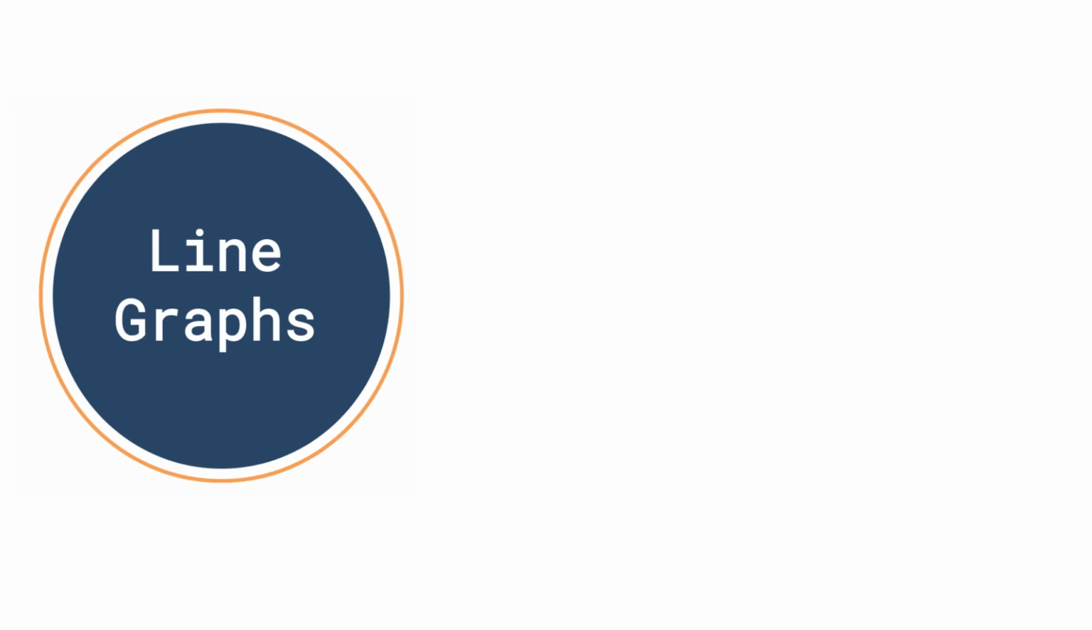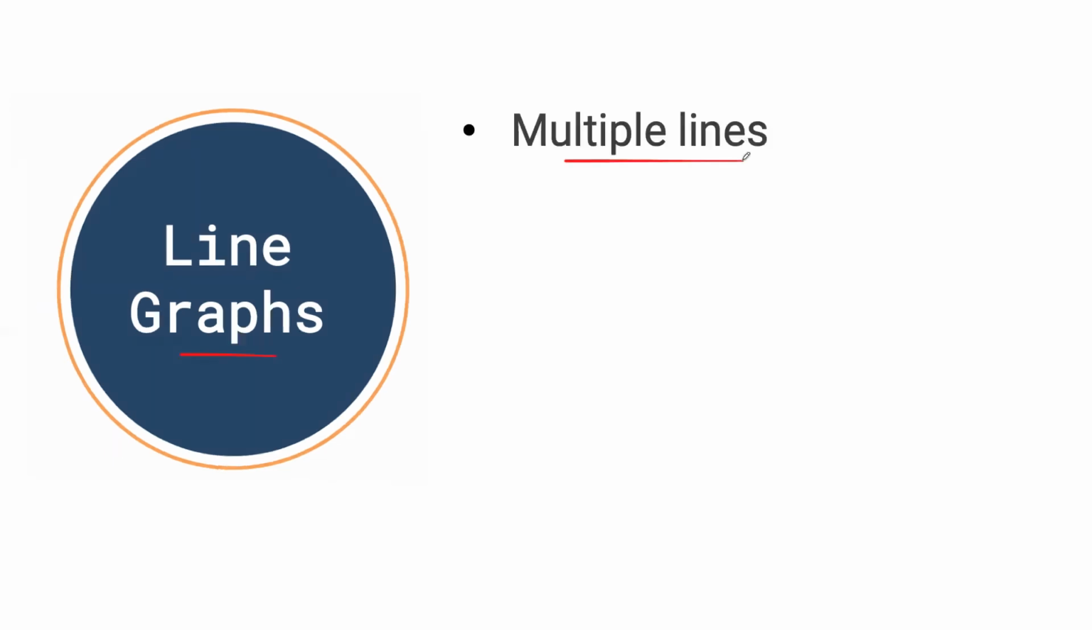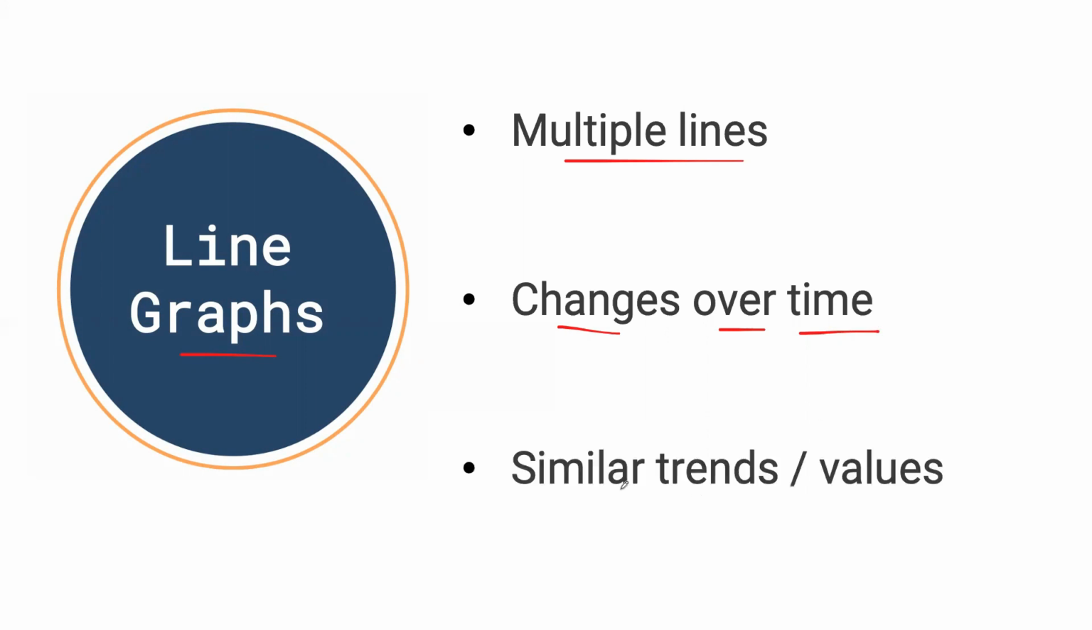Basic information comes into play when you have line graph questions. Usually you can expect to see multiple lines, and these lines show changes over time. So you'll most likely see dates here, and in your writing, you'll need to look at similar trends and values that you'll need to group together in order to write your essay.